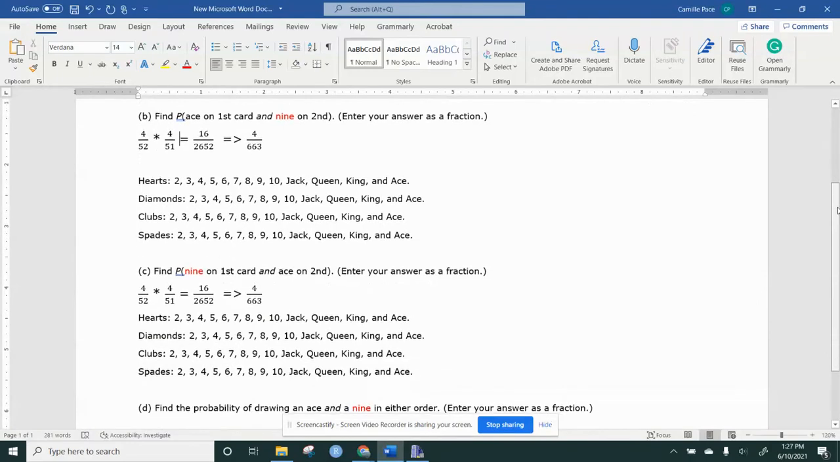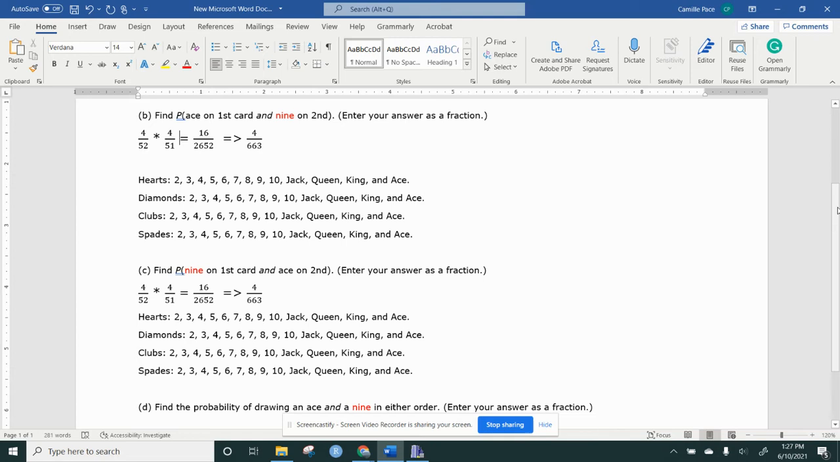All right. Part C asks, well, what if I get a 9 on the first card and an ace on the second? It's the exact same thing that we just did before. So I do a 4 over 52 because I have four nines and I originally have 52 cards. Okay, for the second card, remember it's going to be 4 because I have four aces, because an ace is not a 9, but it's going to be over 51 because I took that 9 out of the deck. And again, I multiply that together and then I go ahead and reduce.